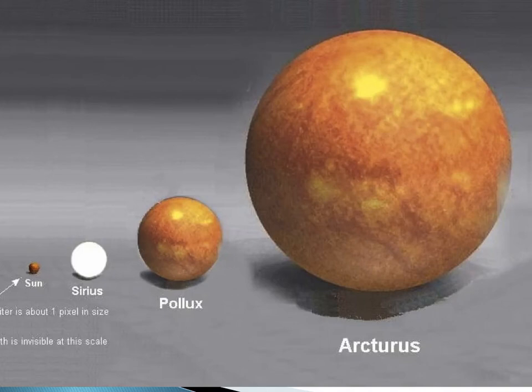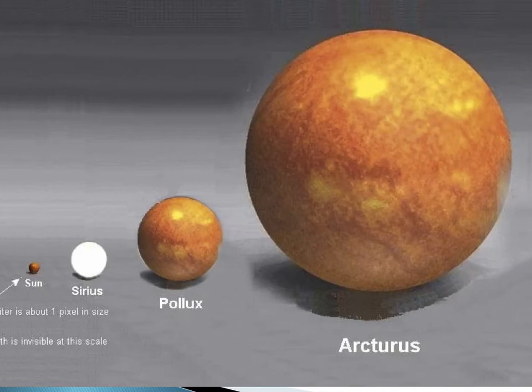Pollux is a star in Gemini. It's one of the heads of the twins. And Arcturus, an orangish colored star. It's one of the brightest stars in the sky. And it's in the springtime. Beautiful, beautiful star. And so it's our new king. Oh, but wait. Arcturus is just a giant star.